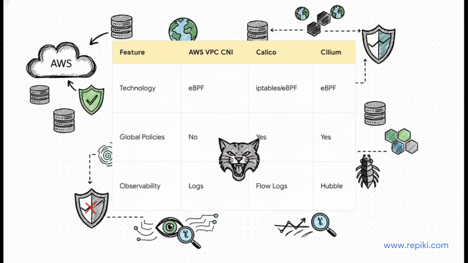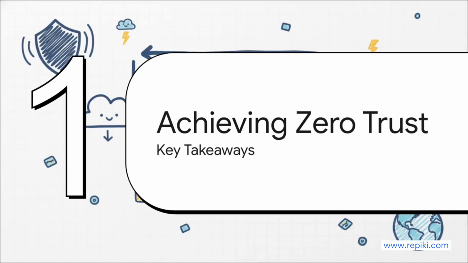This just goes to show how much your choice of CNI really matters. For a long time, the default CNI on AWS didn't even support policies. Now it does, which is great. But other CNIs like Calico or Cilium, they offer even more advanced features, like policies that can apply to the whole cluster, not just one namespace. And, maybe most importantly, they give you much better tools to actually see what's being blocked. So there you have it. We've gone from that wide open city to a much more secure, properly segmented environment.